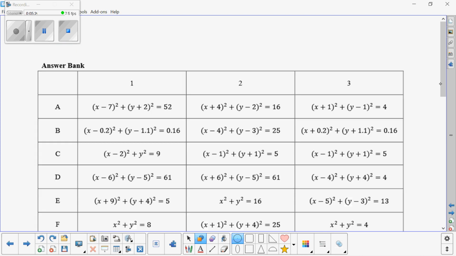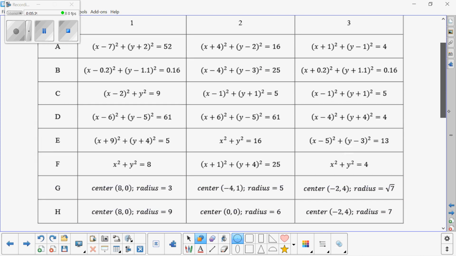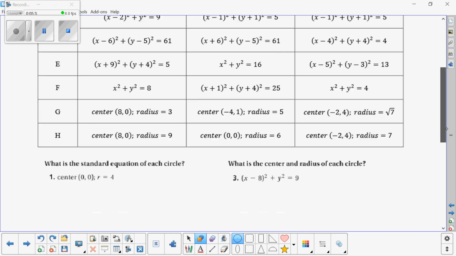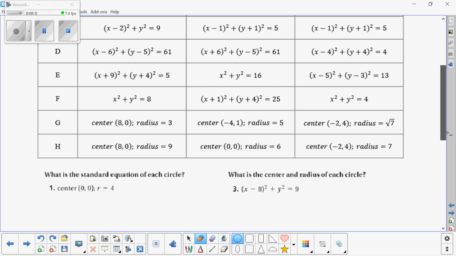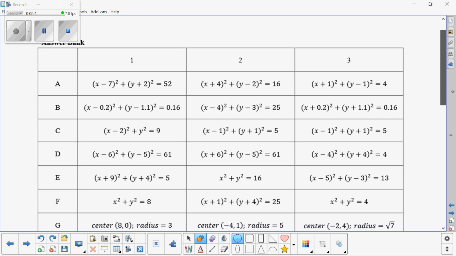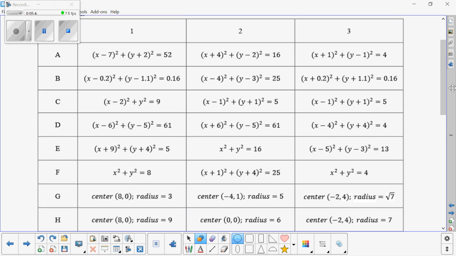All right, on today's assignment, you're going to be using this answer bank to answer the questions. Every answer in here is on the answer bank, and then you're going to give your answer as a row column combination of a letter and a number, like E3 or something like that.